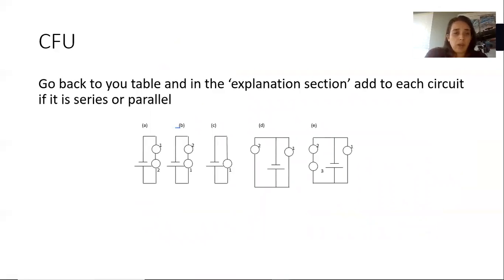So now go back to the table, the exploration section, the last column of the table, and add to each circuit whether it's a series or a parallel circuit. Okay. Take the next minute or two to do that.